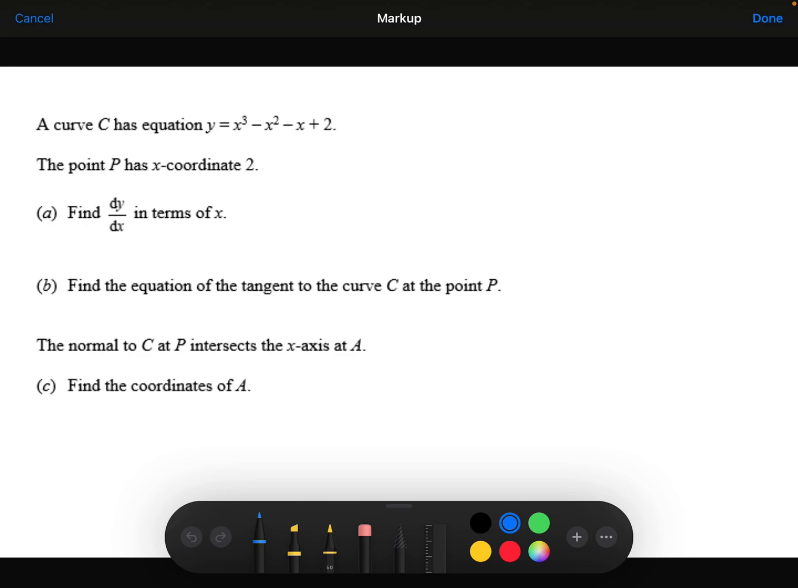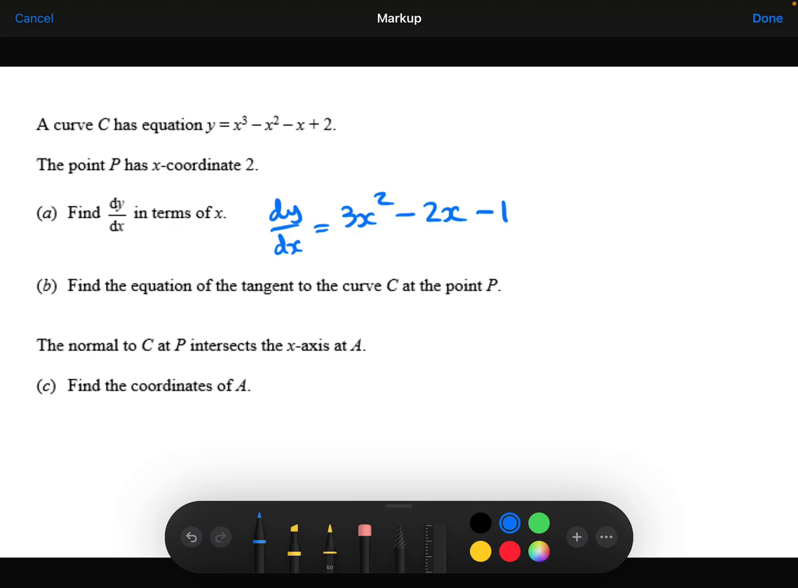So let's differentiate our curve. The x cubed will become 3x squared. The x squared will become 2x, and the minus x will differentiate to be minus 1. The 2 will differentiate to be 0. So that's part A done.